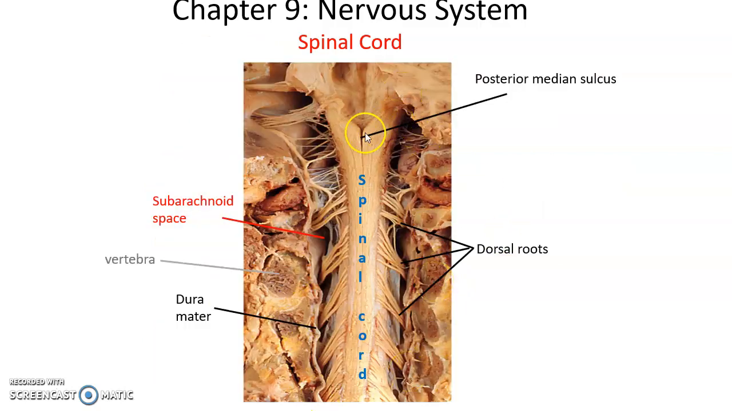So here is a view of the spinal cord. This is the posterior side. Here are the dorsal roots. The dura mater is the sheet right here. There's the vertebra. Here's the subarachnoid space. The posterior median sulcus. Pretty cool.